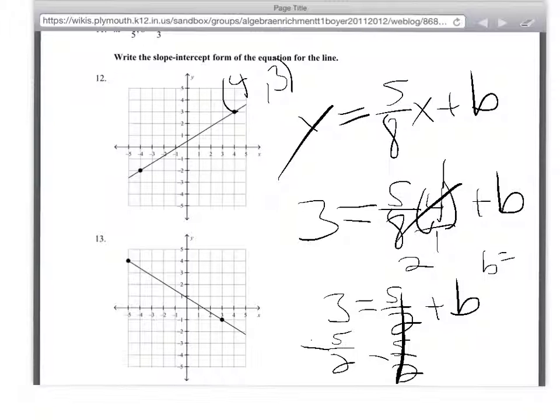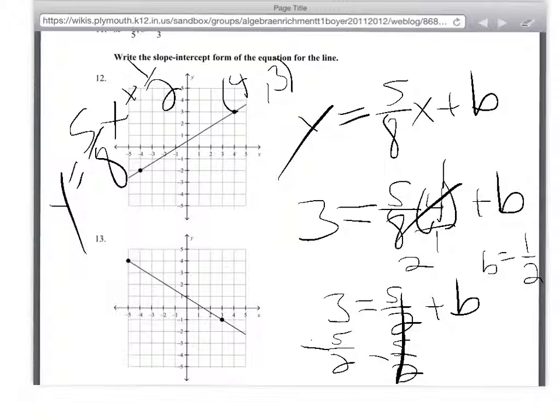You would use your calculator. I'm using my brain, and that hurts a lot. I think it's going to be 6/2 minus 5/2, which is 1/2. So my final answer is y equals 5/8 x plus 1/2. Kind of makes sense because this does look like it crosses at about half.